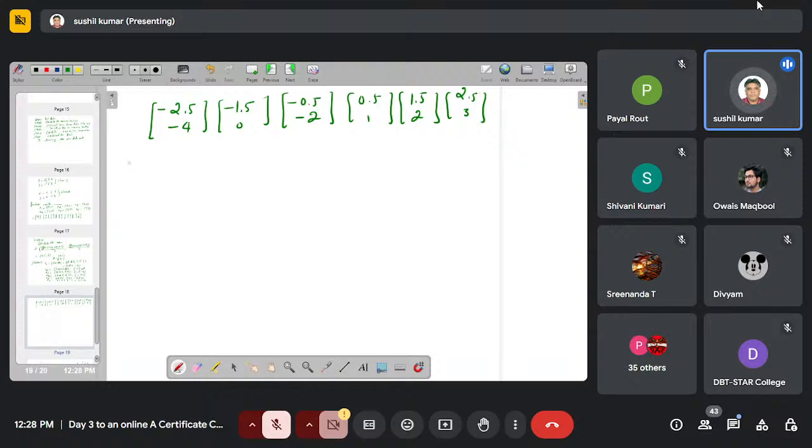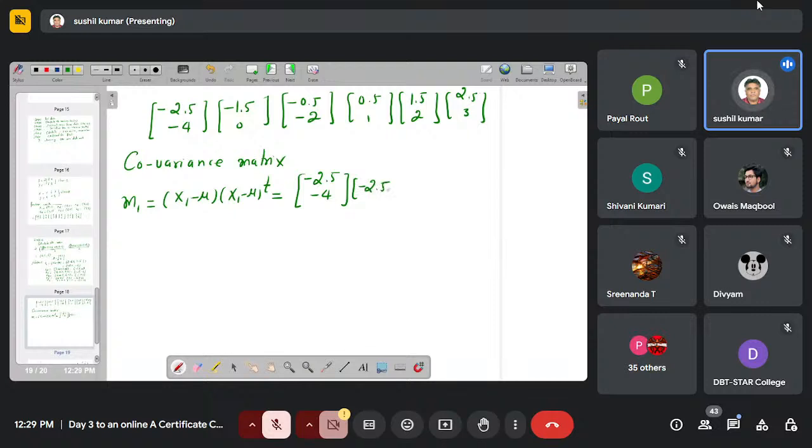Now I will calculate the covariance matrix as the next step here. m1 is equal to x1 minus mu times x1 minus mu, the transpose. Dividing by n I will do after some time, because it is not required at the same time. So it will give you minus 2.5 and minus 4, the transpose.